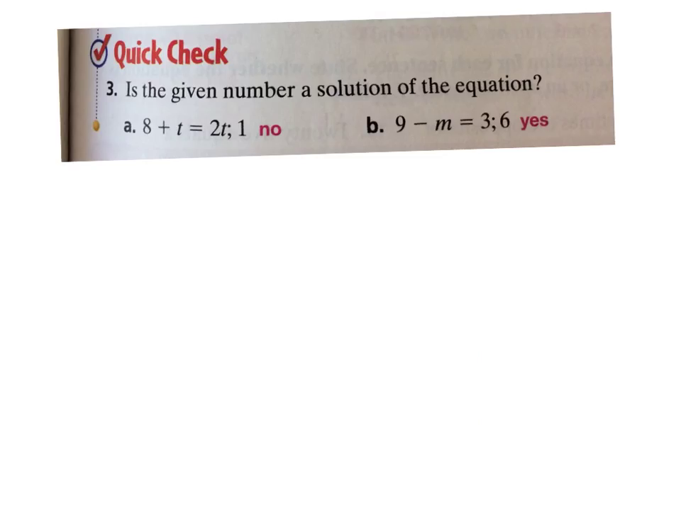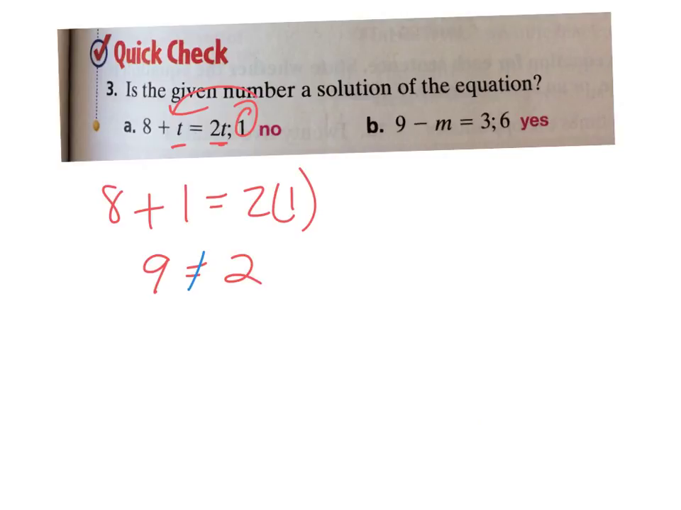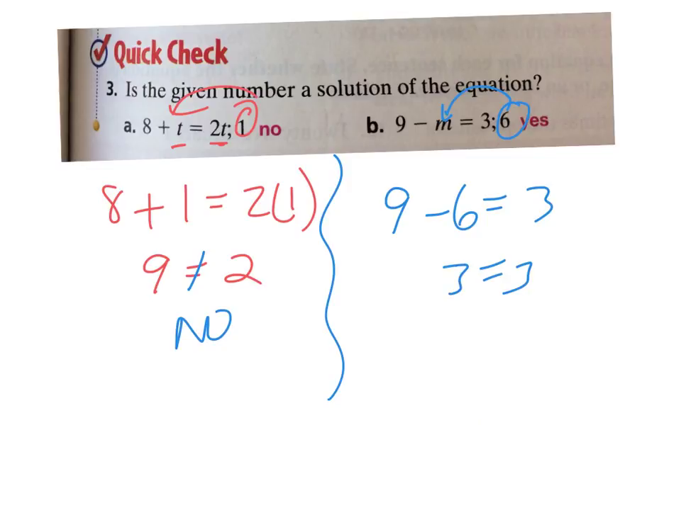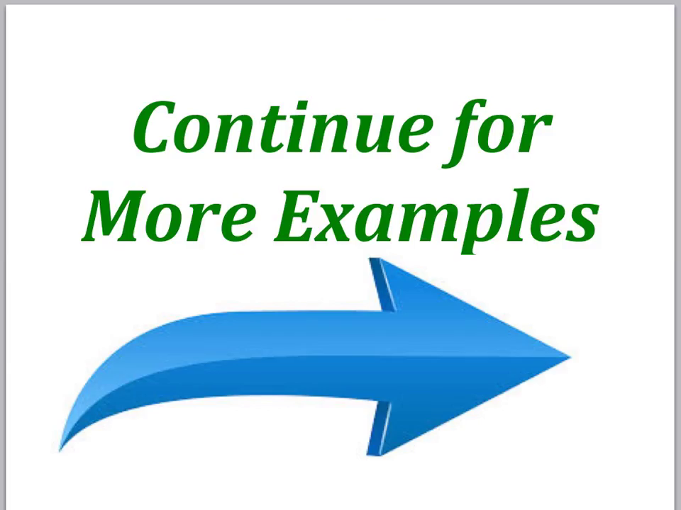Alrighty, is the given number a solution? So we're going to try this 1, right, and plug it in here for t. So we're going to get 8 plus 1 equals 2 times 1. Notice there was a t there also, right? So 8 plus 1 is 9 equals 2. Well, 9 does not equal 2, so no is the answer. And on B, we're going to plug a 6 in over here for m. So 9 minus 6 equals 3. Well, that's true because 3 does equal 3. So that works out. Again, this is like the check phase, the last step of your solution steps for solving an equation. Go ahead and continue for another example from me.